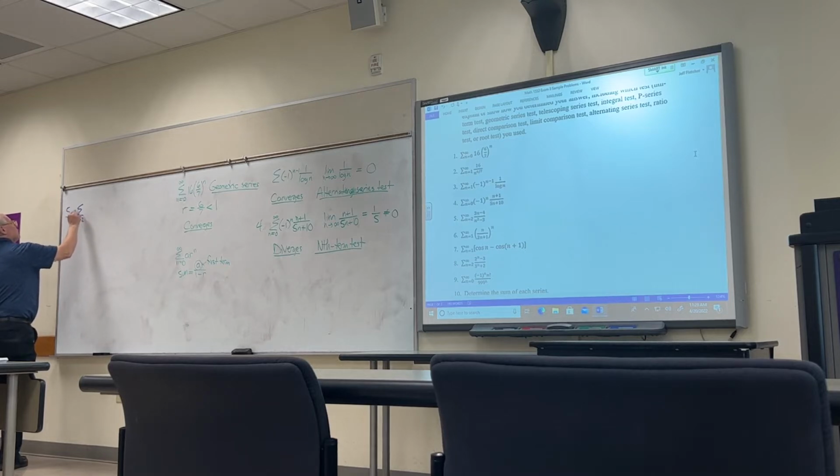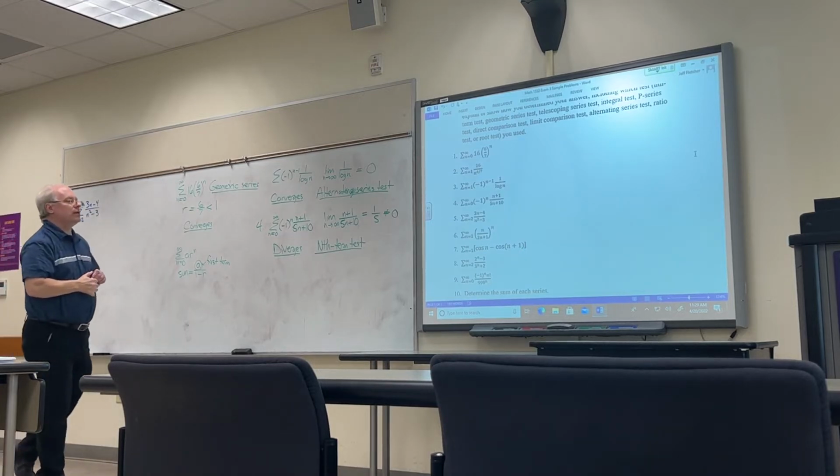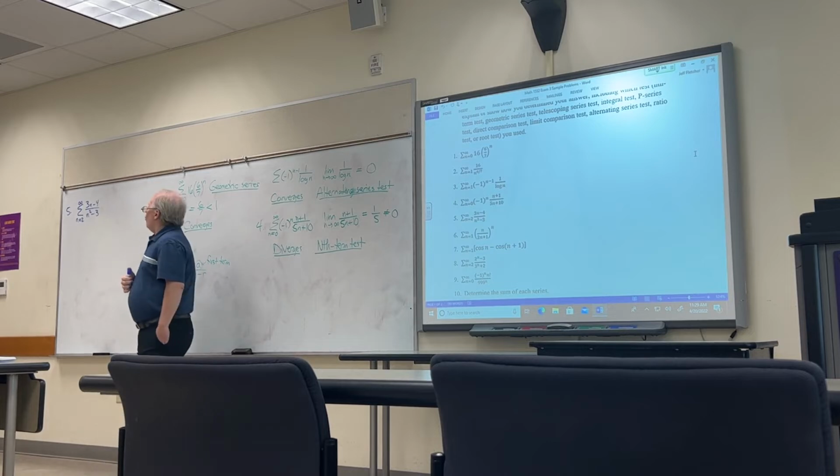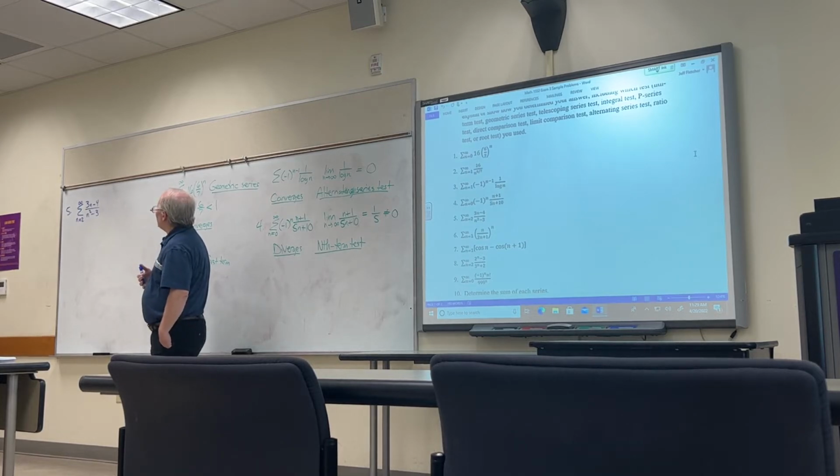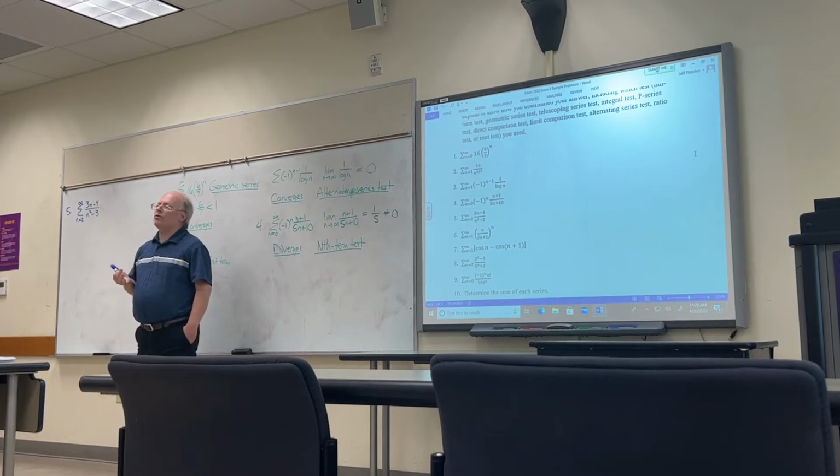Number 5 starts with n equals 2, and the terms are (3n minus 4) over (n squared minus 3). So what series is it? Well, in this case, there's not a particular name for this series. But if you have a series like this that involves powers of n, what's the test that we would most likely want to use with this?